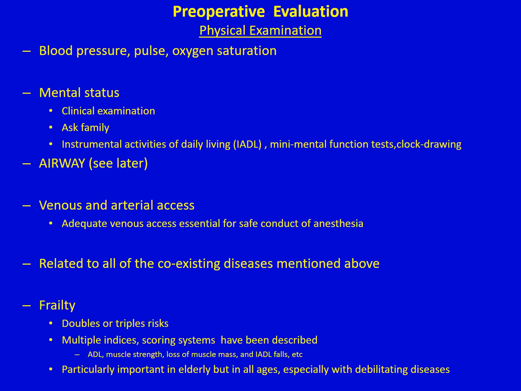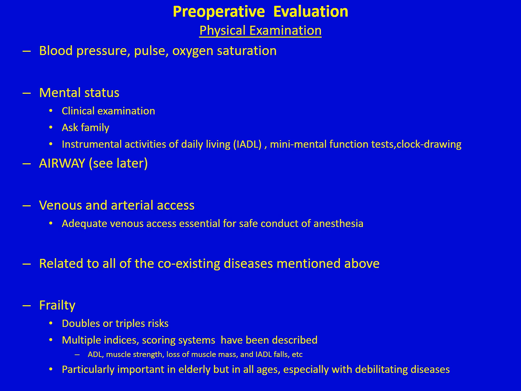The next key component of the preoperative evaluation is a physical examination. Of course, this starts with the blood pressure, the pulse, and the oxygen saturation. An important component that has been neglected in the past is mental status, based on your clinical impression, but you should also ask the family and their significant others and assess things like instrumental activities of daily life. And some are recommending many functional tests such as clock drawing. We're going to discuss the important airway evaluation in the next few slides.